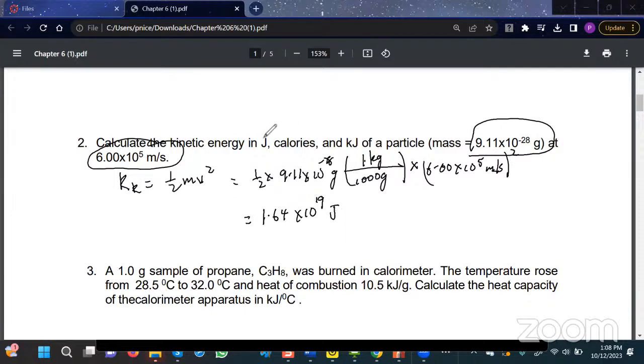So we have answered this part, but the question is also asking for the energy in calories. So how would we convert from joules to calories? What do we multiply this by? Anybody? And that includes you guys out there in Zoom. Feel free to chime in.